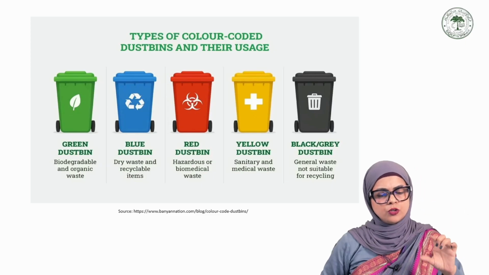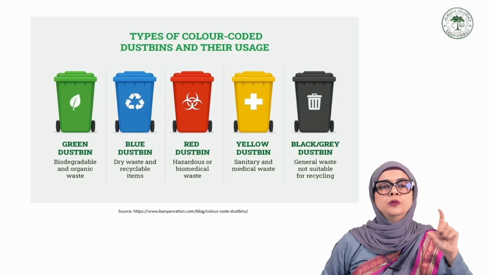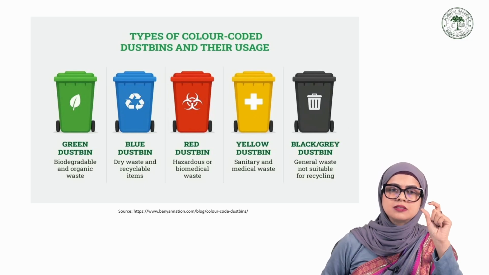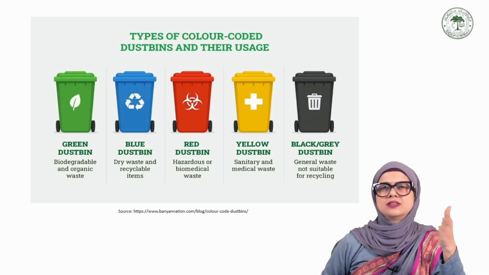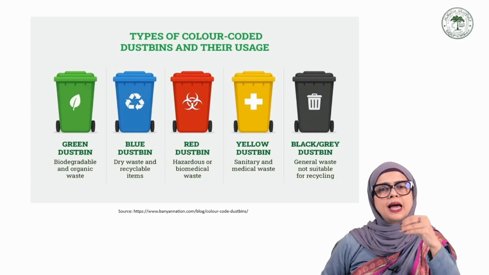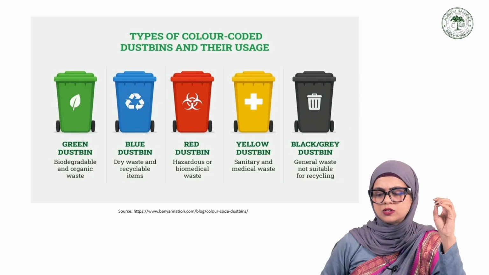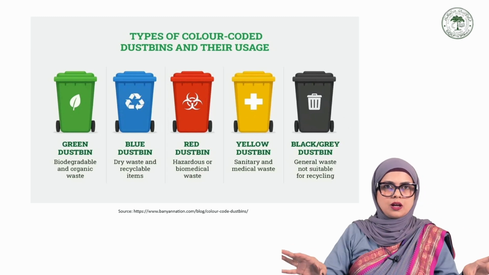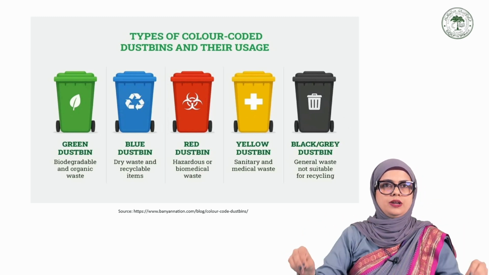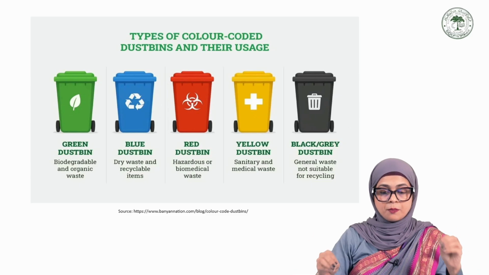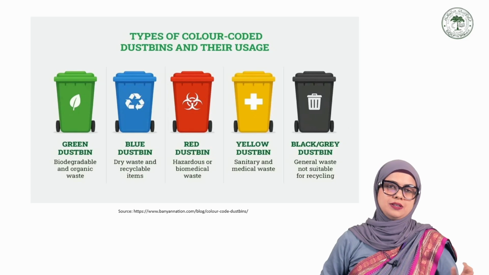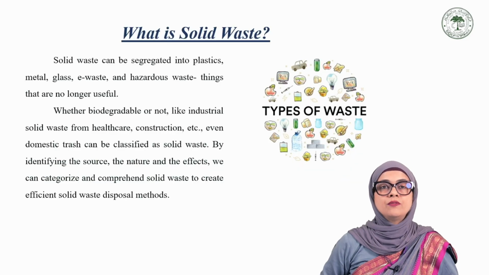In the green, we throw biodegradable organic waste. In blue, we throw dry waste. Red is for hazardous and biochemical waste. Yellow contains sanitary and medical waste. Black or gray dustbins are for waste that is not suitable for recycling. Once you know the color code, you can throw the waste accordingly. It's a very important life skill practice that we have to incorporate in our lives, and then only will we be able to manage the waste.